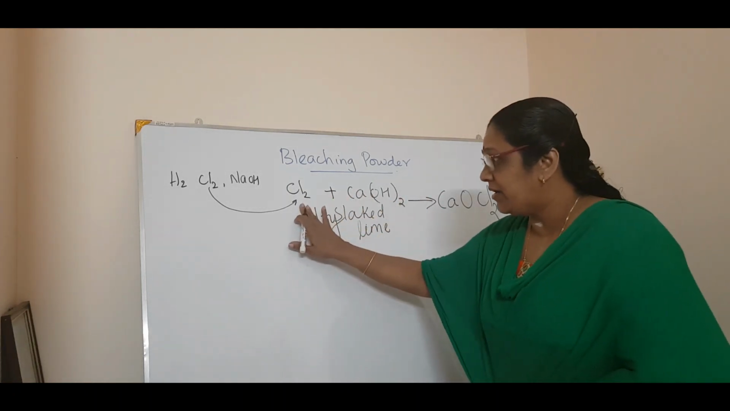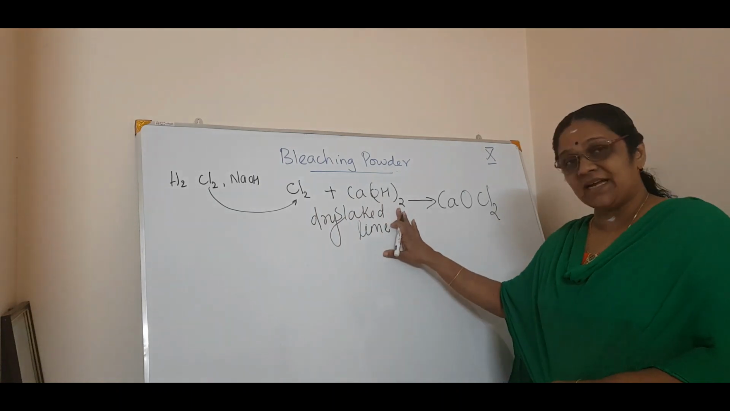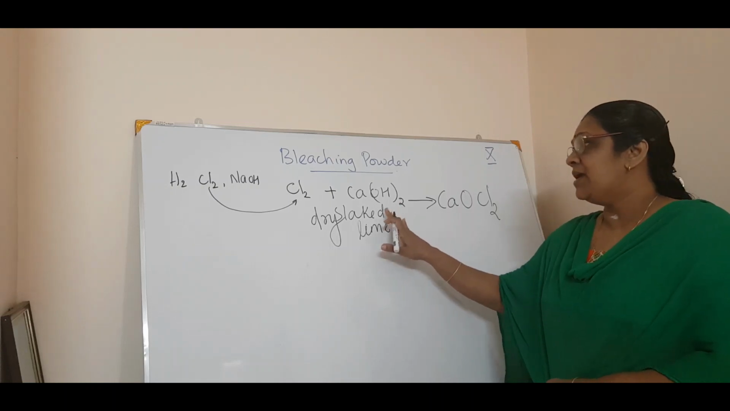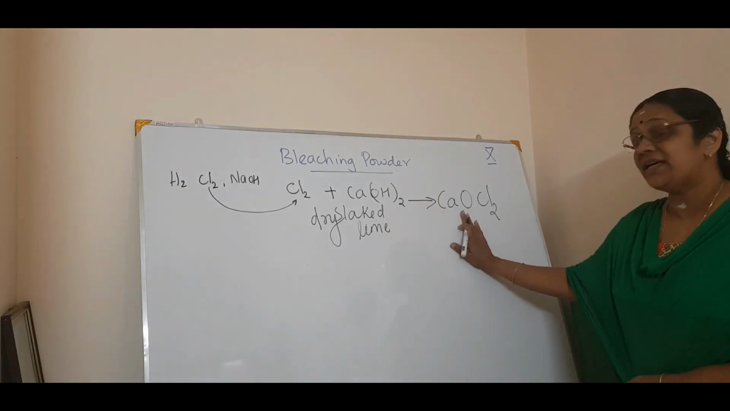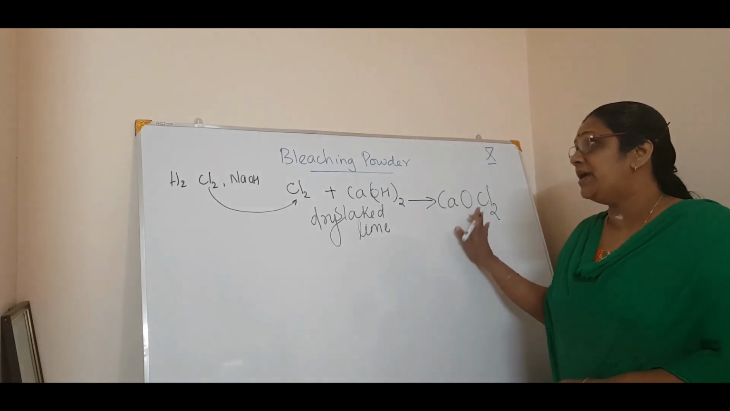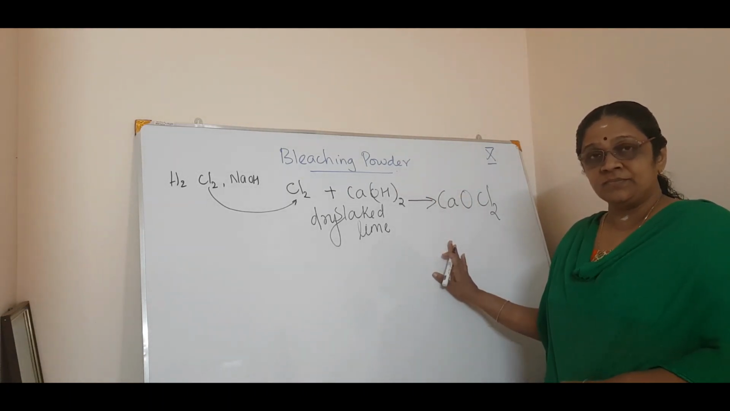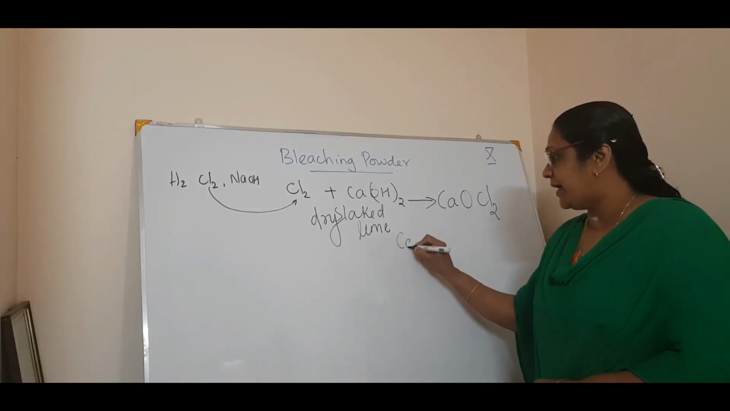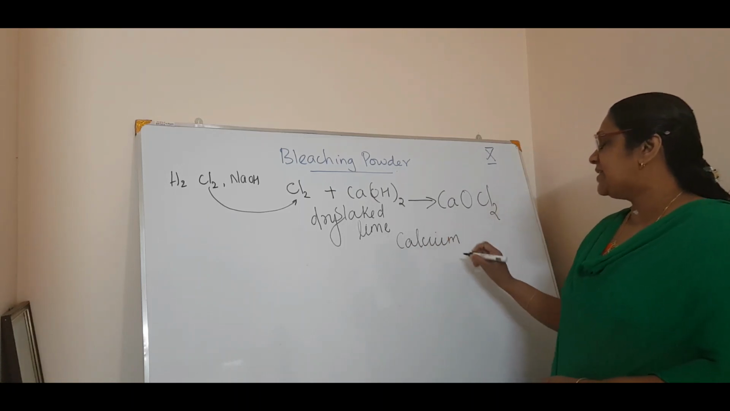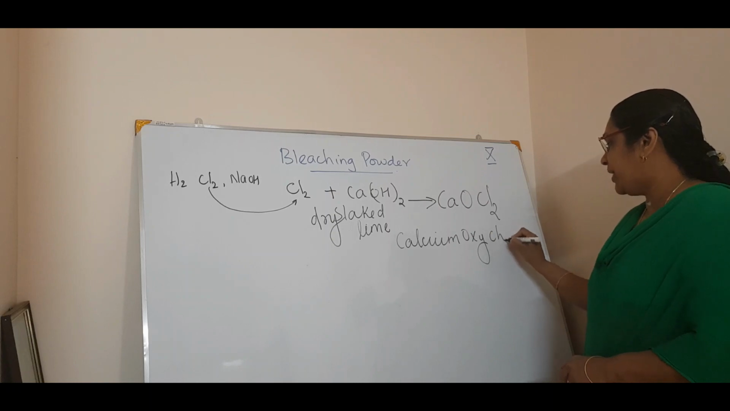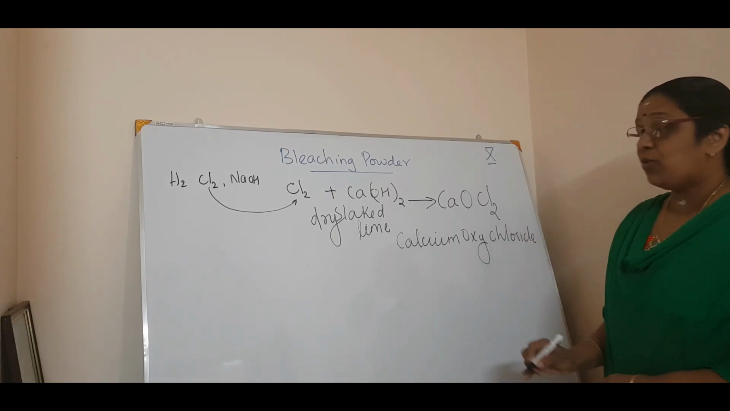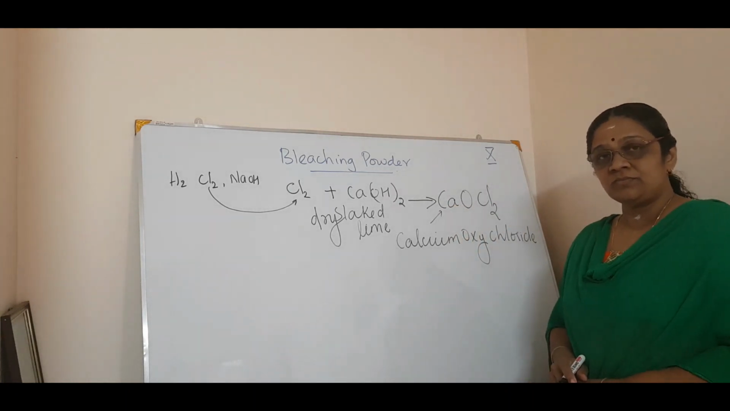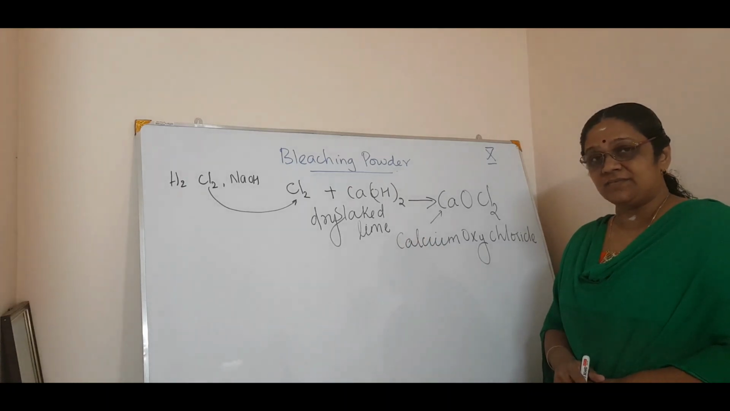So when chlorine gas is passed through dry slaked lime, that is calcium hydroxide, you will get a compound called calcium oxychloride. For the common name, you call it bleaching powder. So the common name is bleaching powder, the chemical name is calcium oxychloride. In the exam it will be asked, what is the chemical name of bleaching powder? You have to write calcium oxychloride. And what is the chemical formula for bleaching powder? It is CaOCl2. So this is how bleaching powder is prepared.